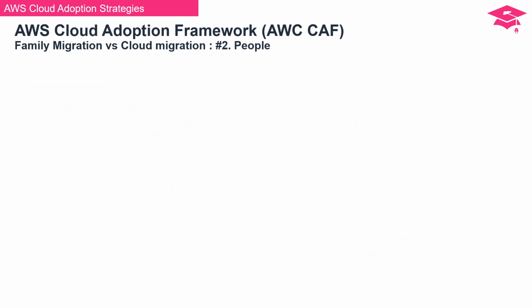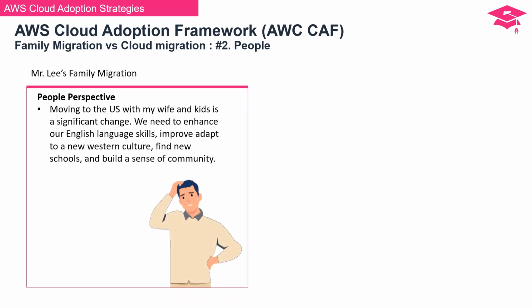Now, let's move on to explore the people perspective. In Mr. Lee's family migration, the move to the U.S. with his wife and kids represents a significant change. Enhancing English language skills, adapting to a new Western culture, finding new schools, and building a sense of community are crucial aspects of this transition.